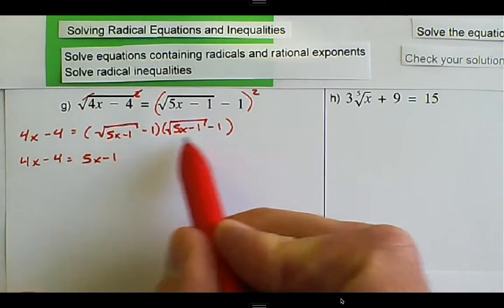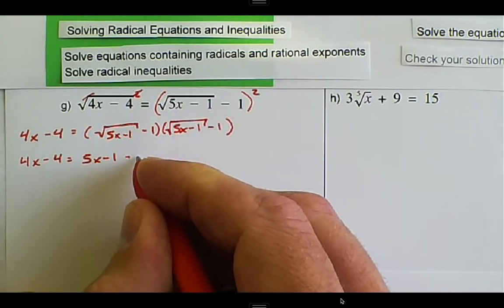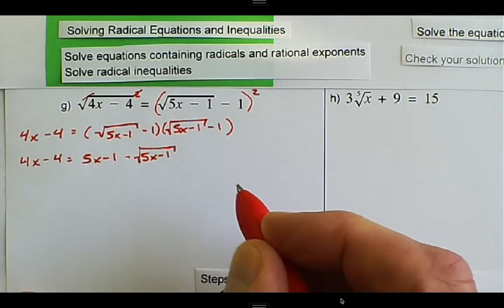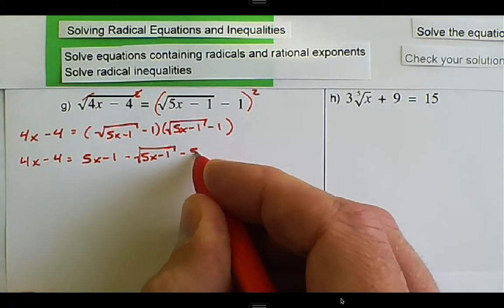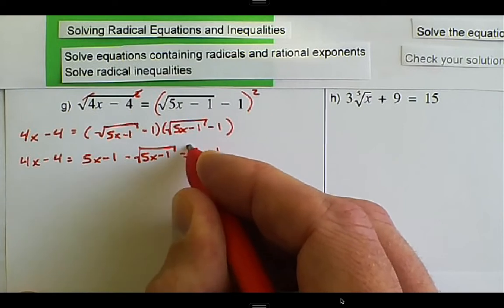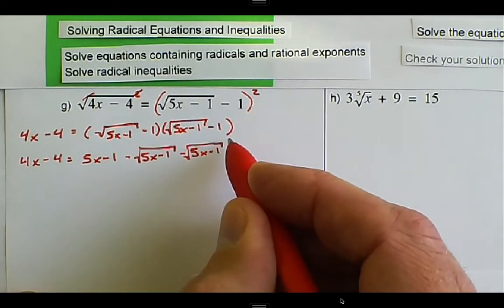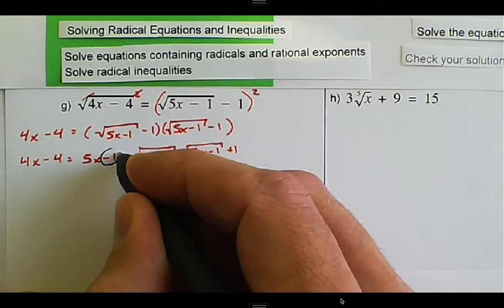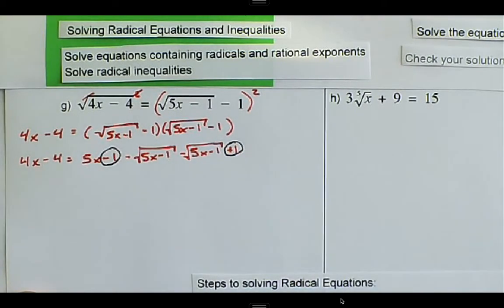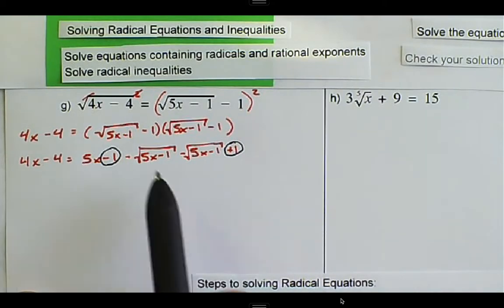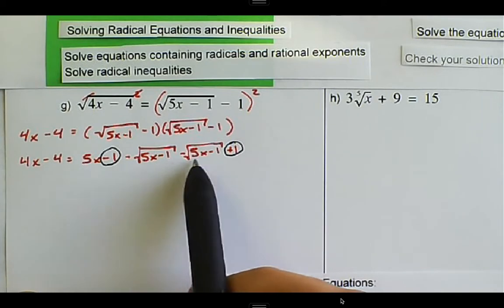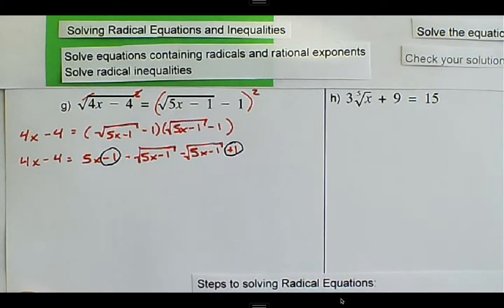The square root of 5x minus 1 times negative 1 is minus the square root of 5x minus 1. Same thing again, minus the square root of 5x minus 1. And negative 1 times negative 1 is plus 1. So we have a negative 1 and a plus 1, and those two are going to cancel each other out. And we have a negative square root of 5x minus 1 twice. These are the same, basically like combining like terms.